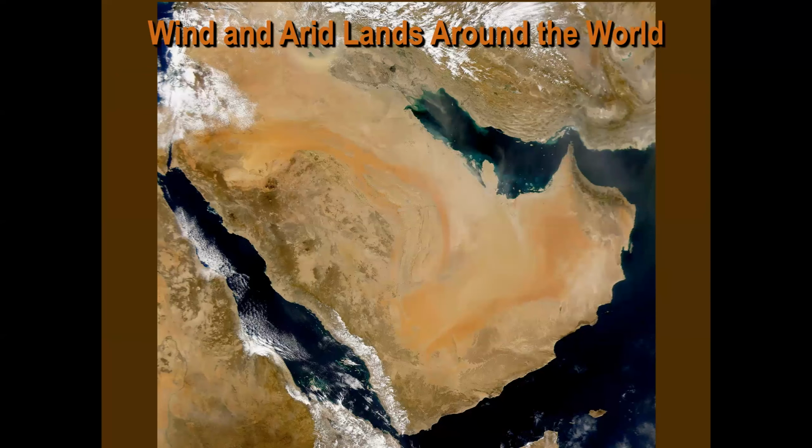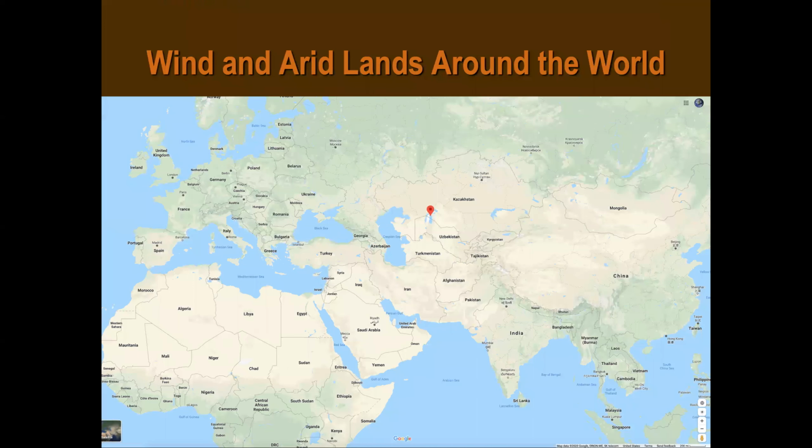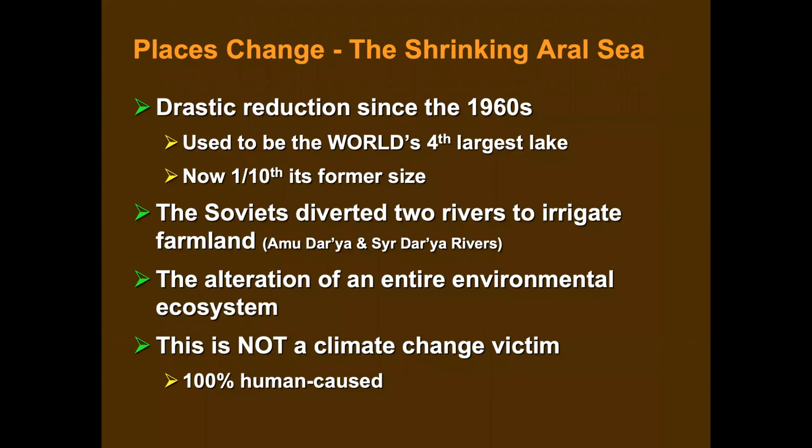Okay, here's an example of the Arabian Peninsula. So here you have Saudi Arabia, Yemen, Oman, the United Arab Emirates, and this is all the sand and dust. There's not a tree anywhere to be found, except at the very, very high elevations. Here's a place, this is the Aral Sea in present-day Uzbekistan and Kazakhstan. And so this is an area that has shrunk by a significant amount since the 1960s. It used to be the world's fourth largest lake, and it's basically been reduced by 90%. While this is not a climate change-driven victim, as it were, it's 100% human-caused, because the Soviets diverted 2 rivers to irrigate farmland. And basically they removed the one and only source of water that would keep feeding the lake.